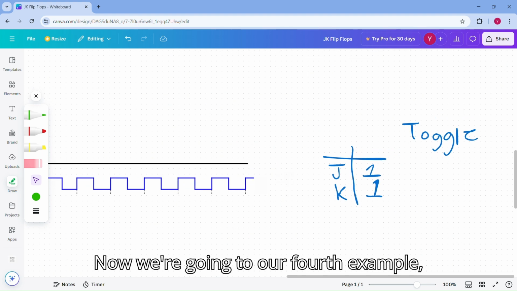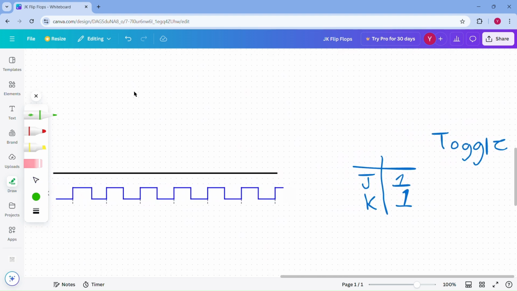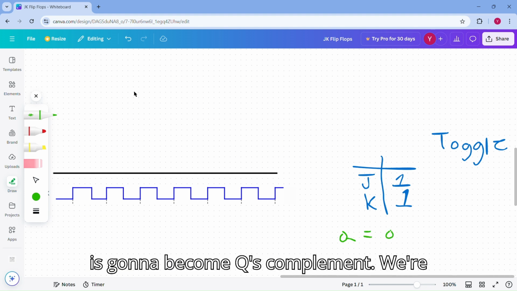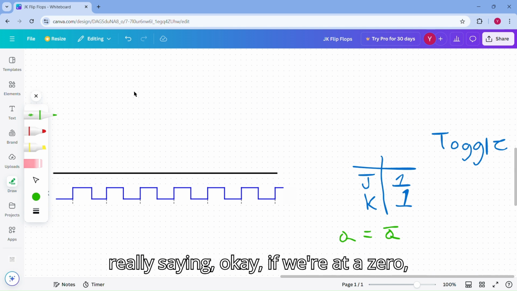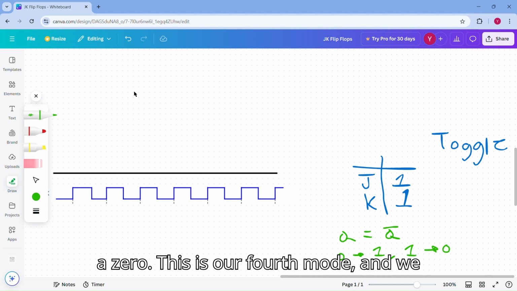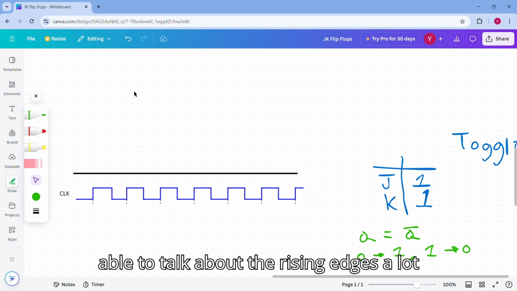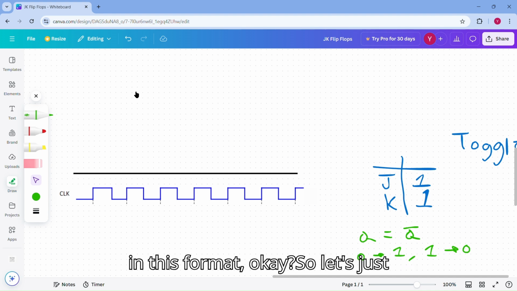Now we're going to our fourth example, and this is that toggle scenario where Q is going to become Q's complement. We're really saying, okay, if we're at a 0, it becomes a 1. If we're at a 1, it becomes a 0. This is our fourth mode, and we will be able to see a lot here and be able to talk about the rising edges a lot in this format, okay?